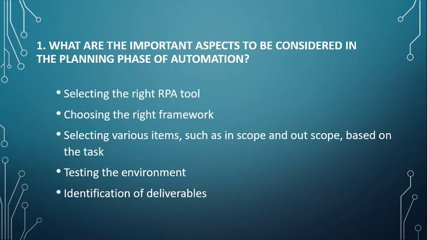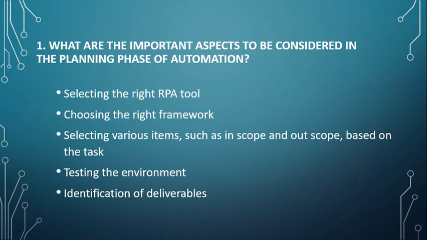Selecting the right RPA tool, this is the first one, because if you are planning to implement robotic process automation in your process, then you will have to make sure that you select the correct RPA tool for your particular process. And I think in my other video I have described how to choose the robotic process automation tool based on what kind of process. So definitely you can refer to that video for answering this: selecting the right robotic process automation tool.